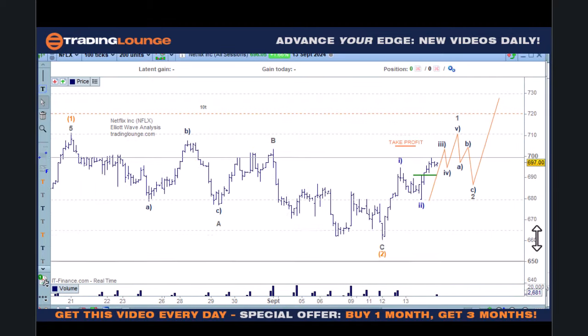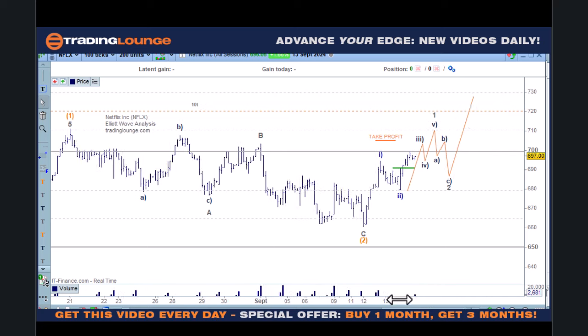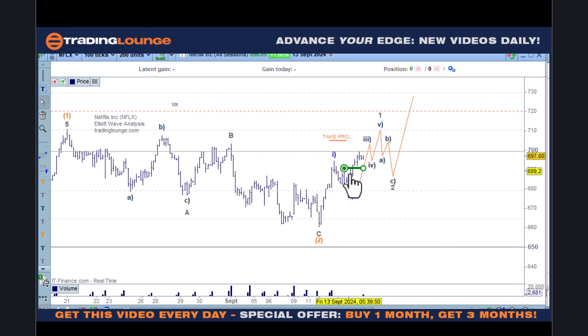And Netflix here, so we've got wave 1 over here, all the way over here for wave 2. I'm going to look at this as 1, 2, 3, 4 and 5 up here for 1, and ABC back here for 2. You can take some money off the table up here if you like, take all of it.